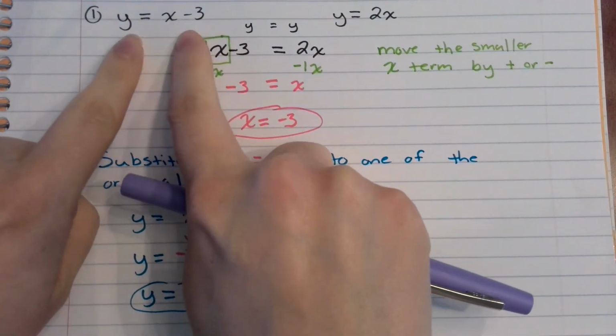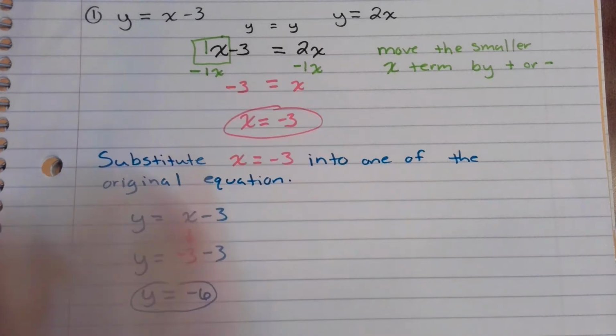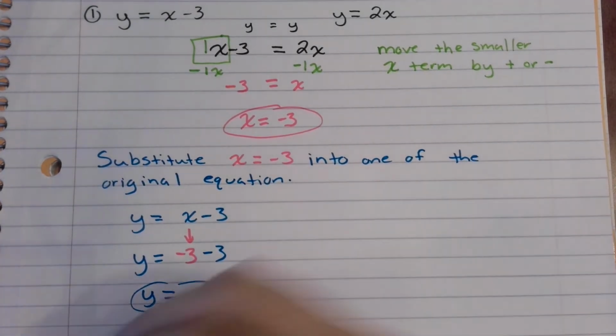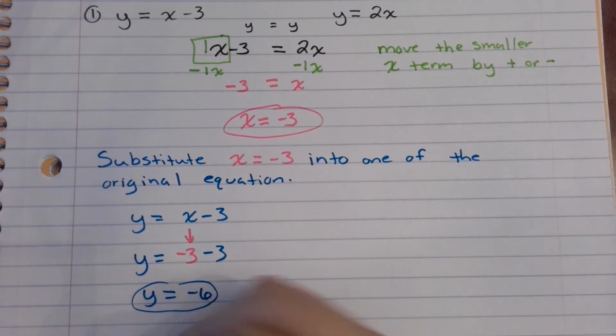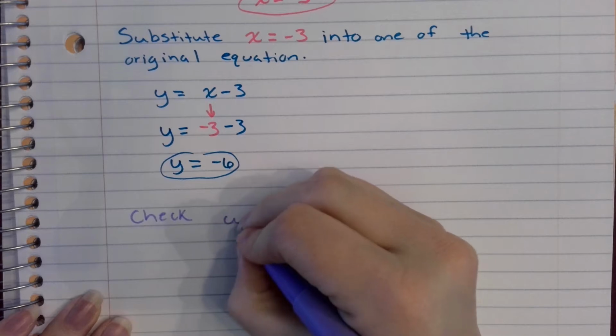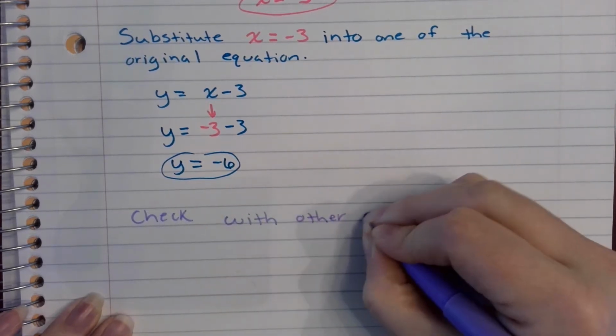So I already know it's going to work for this one. I already know that negative 3 minus 3 is equal to negative 6. Now I want to go ahead and check to see if both of those values are going to work for the second equation. So I'm going to check it with whatever equation I did not use. So check with the other equation.